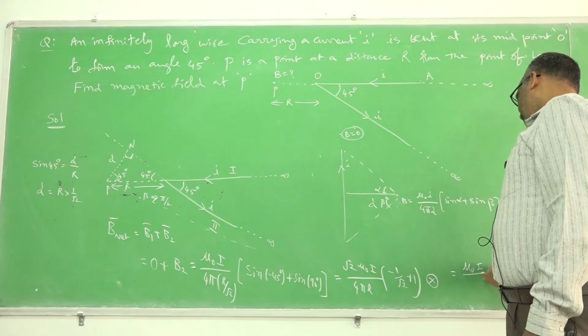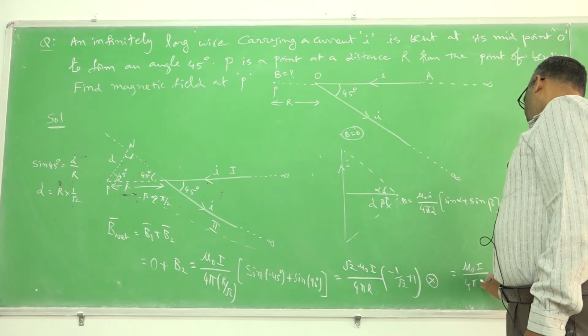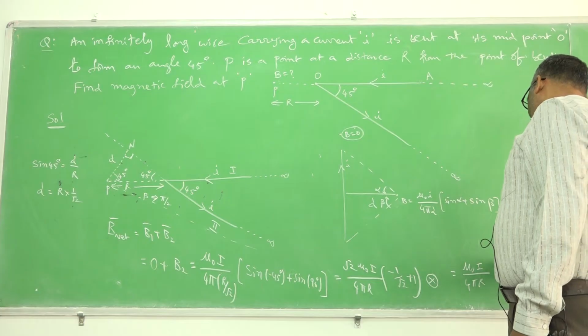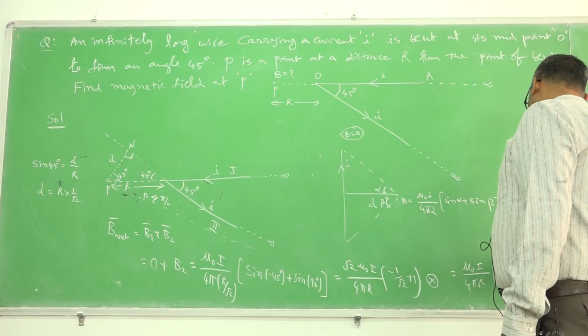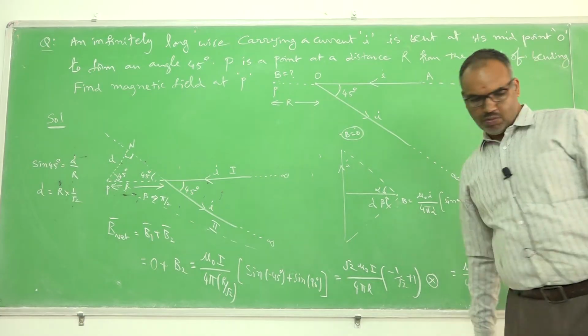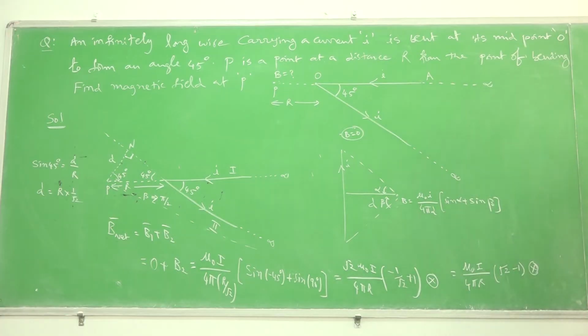Mu naught I by 4 pi r into (root 2 minus 1), into the paper. This is the solution for the given question.